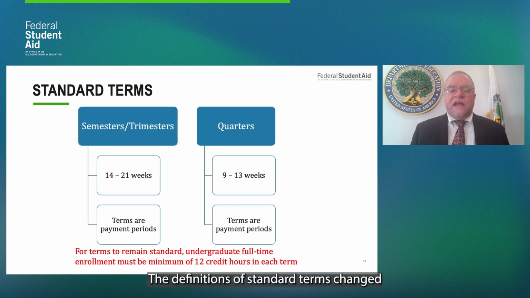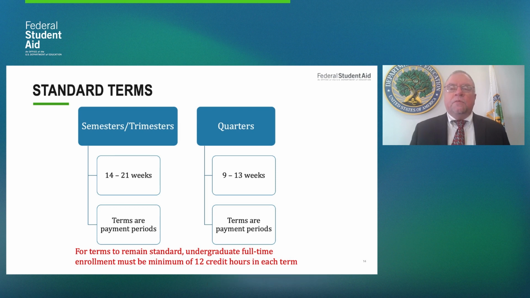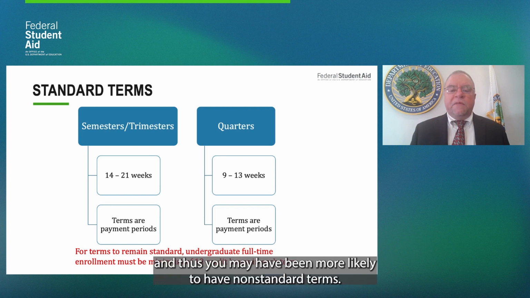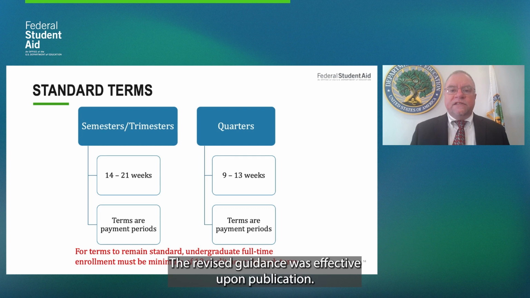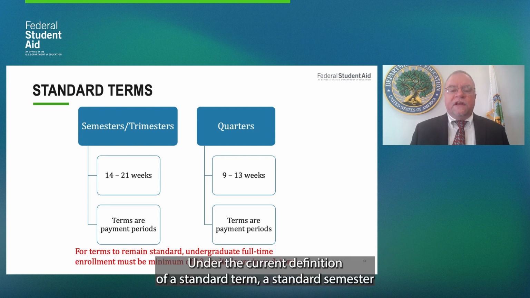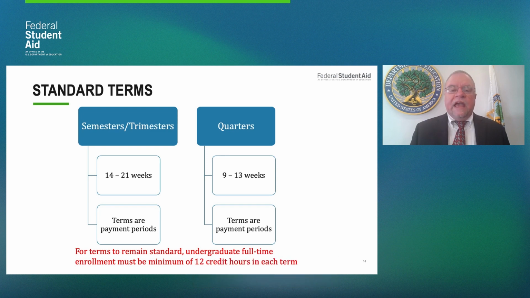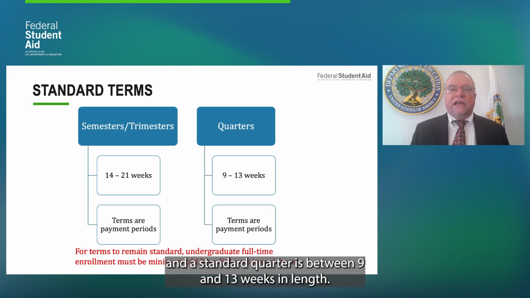The definitions of standard terms changed November 5, 2019. Prior to that point, the definitions were narrower, and thus you may have been more likely to have non-standard terms. The revised guidance was effective upon publication. Under the current definition of a standard term, a standard semester or trimester is between 14 and 21 weeks in length, and a standard quarter is between 9 and 13 weeks in length.